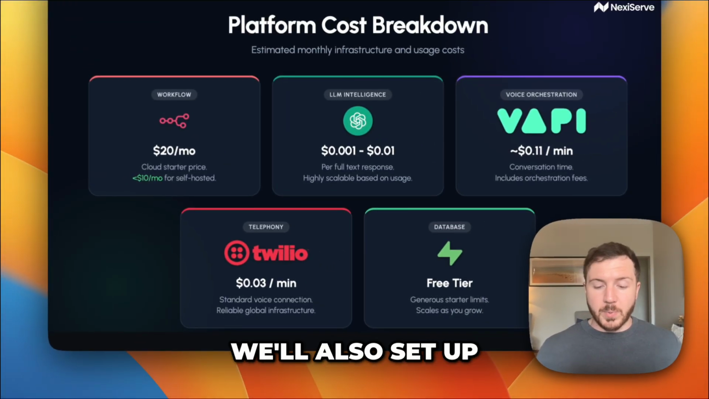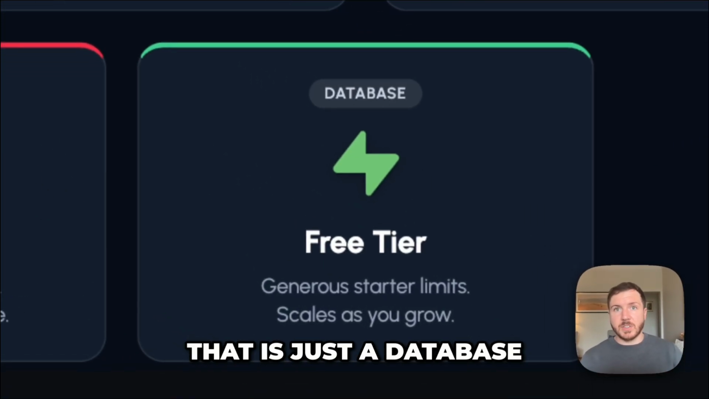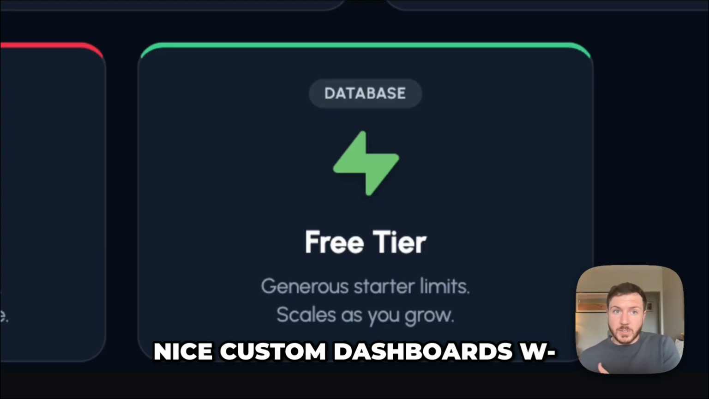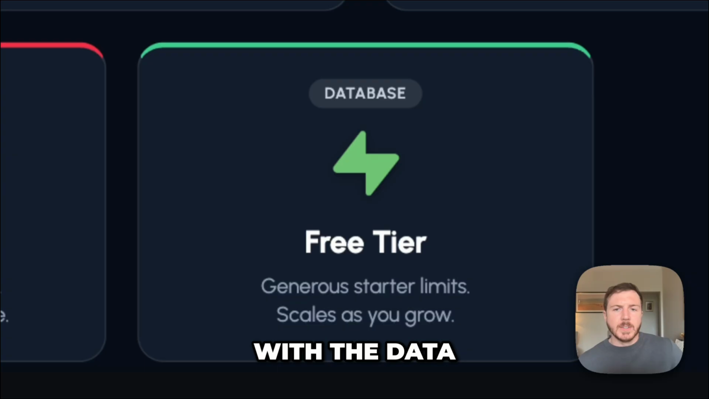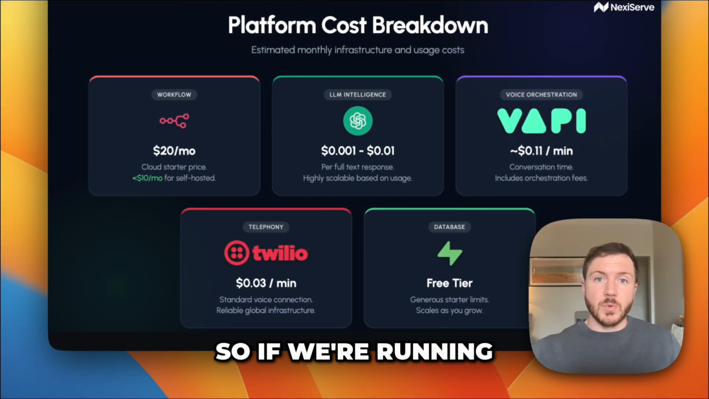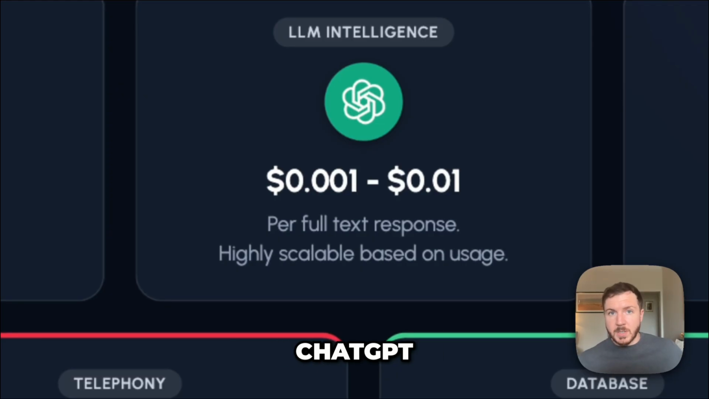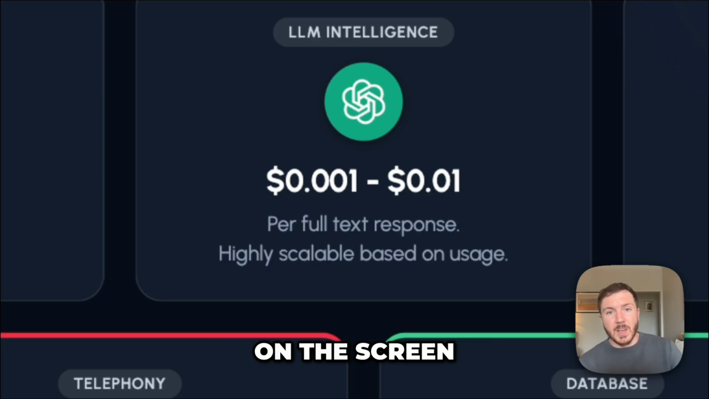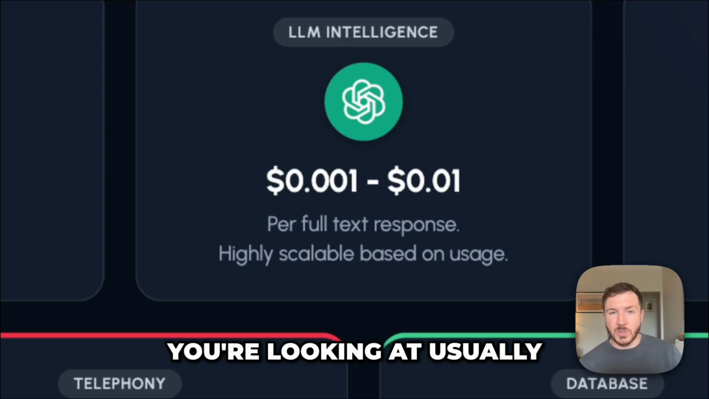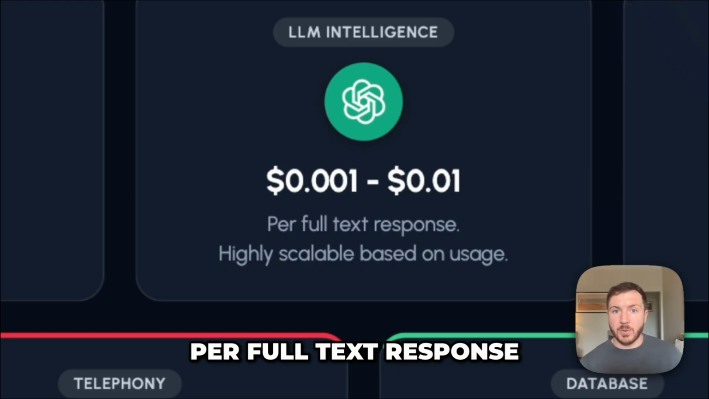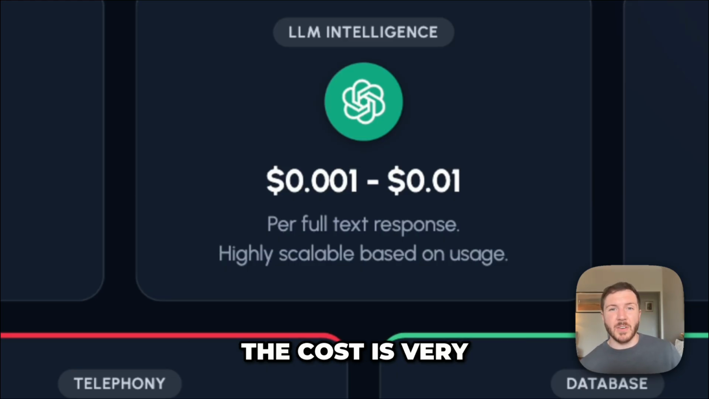We'll also set up Supabase in some cases. That is just a database. This allows us to go ahead and build some really nice custom dashboards with the data. And that's free. And then the other side is the model. If we're running off OpenAI's ChatGPT, you'll set up your API key for that. And that is minimal. As you can see on the screen, it depends on usage. You're looking at usually a tenth of a cent to a cent in US dollars per full text response. So the cost is very, very low here.